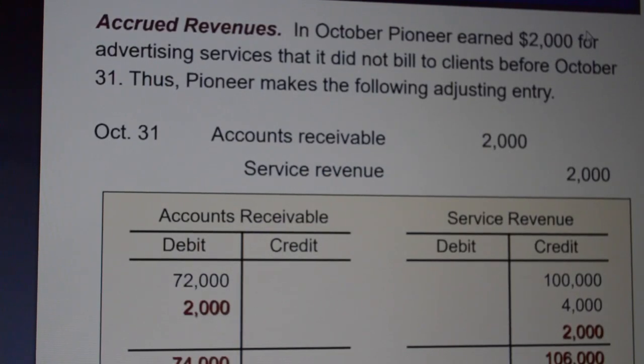Here is an example of accrued revenues. In October, Pioneer earned $2,000 for advertising services that it did not bill to clients before October 31st. Thus, Pioneer makes the following adjusting entry. Accounts receivable is increased by $2,000, meaning the money has not yet been received, and service revenue is increased by $2,000.